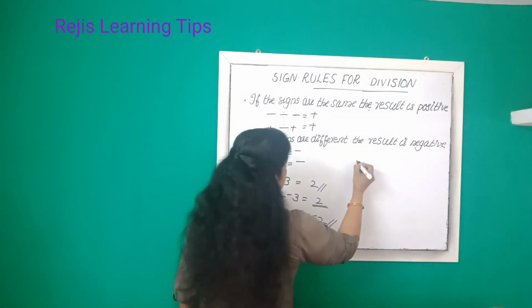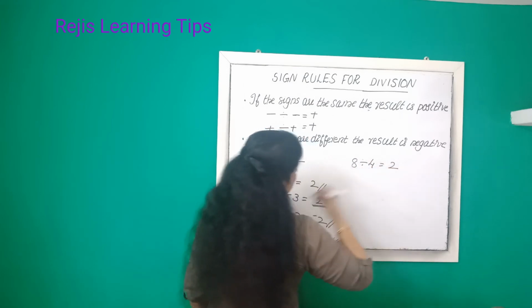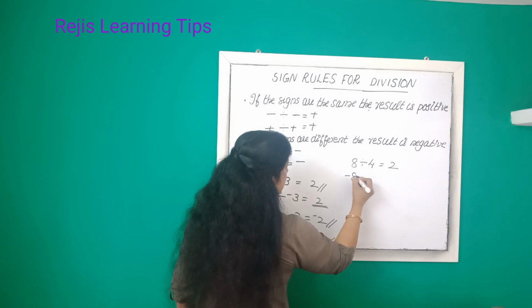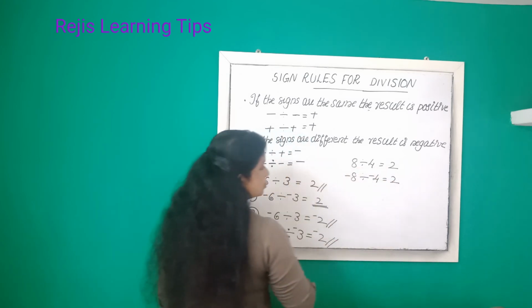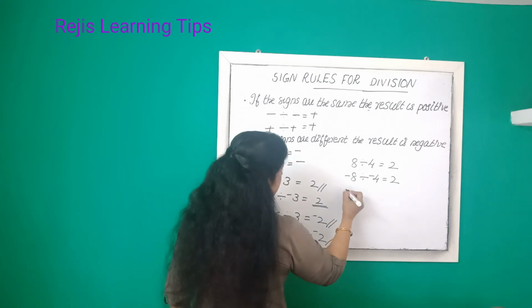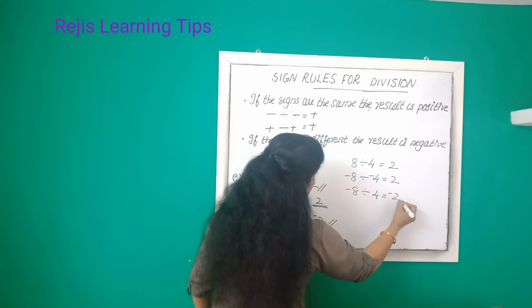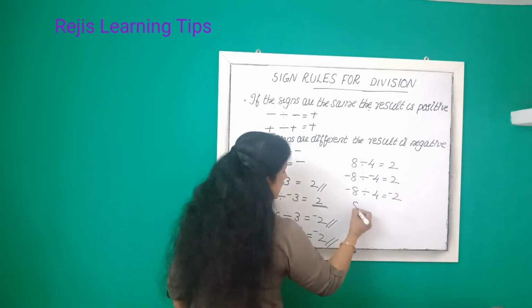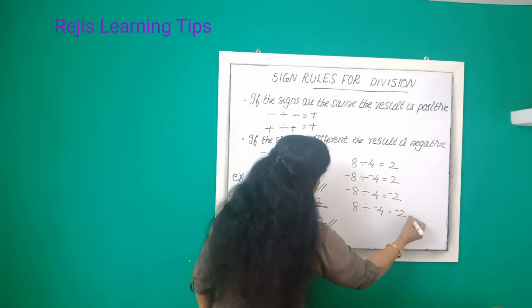Okay. Then 8 divided by 4, that is equal to 2. Negative 8 divided by negative 4, that is also equal to 2. Then negative 8 divided by 4, that is equal to negative 2. Then 8 divided by negative 4 is equal to negative 2.